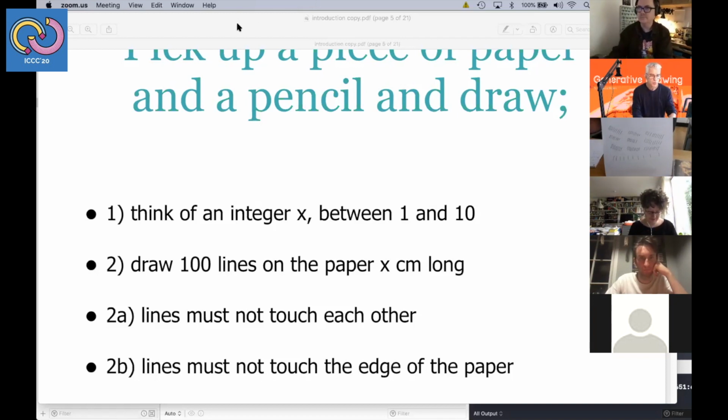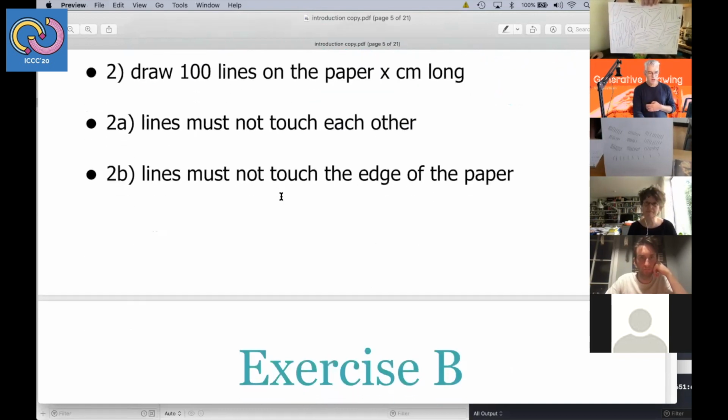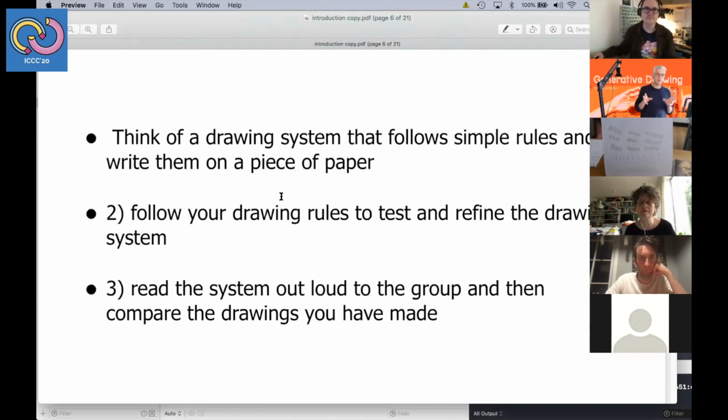So I wanted to do one more exercise extending from this. We've done this super simple thing, which is procedural, and we have an end condition, which is that we've drawn 100 lines. Now we stop and we evaluate what we've got. I would like each of you, if you can, to think of a simple drawing system, write it down on the paper, and then follow the rules.